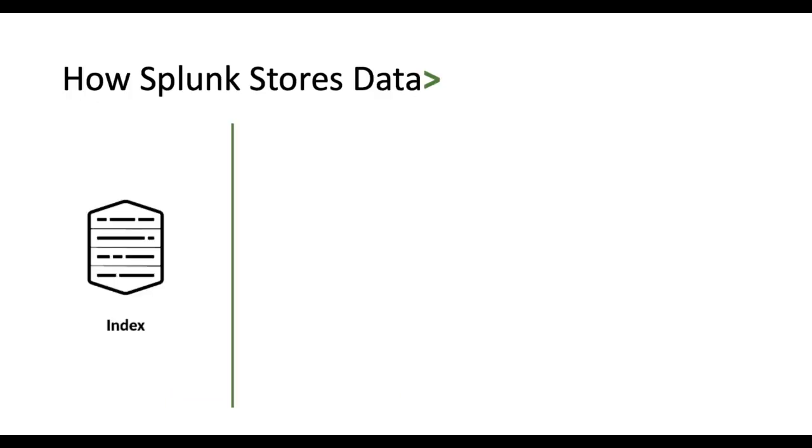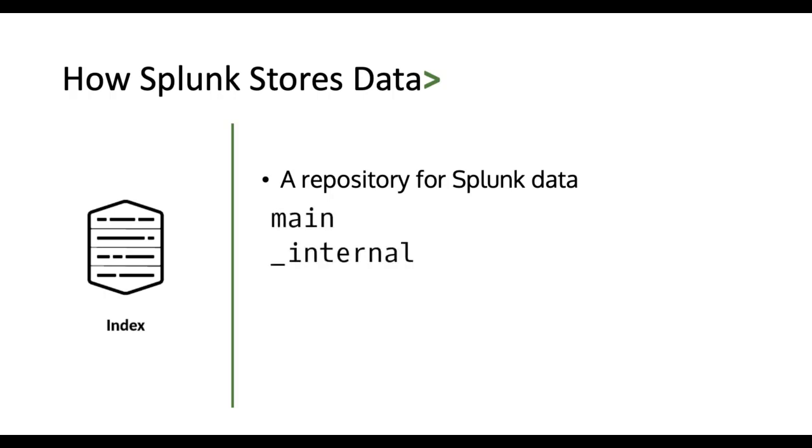How Splunk stores data. When Splunk processes raw data, it adds that data to indexes. Indexes are simply repositories for Splunk data. Splunk comes with a few indexes already built in, including one called main and one called _internal. As you can probably imagine, the _internal index is meant for storing Splunk internal logs.